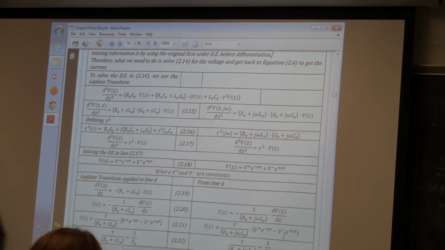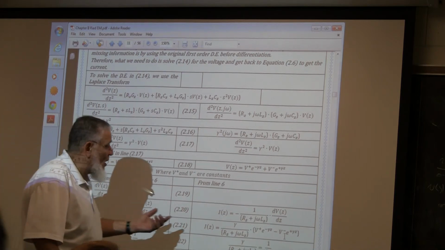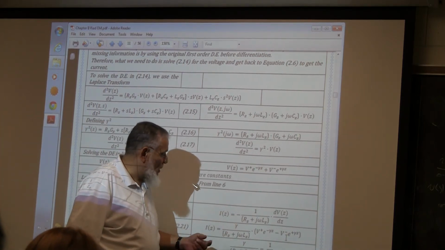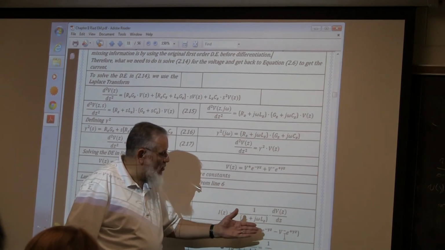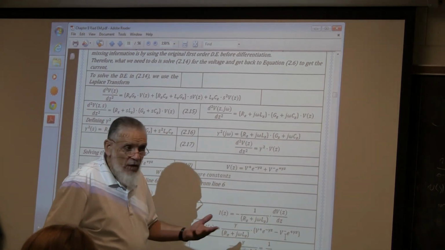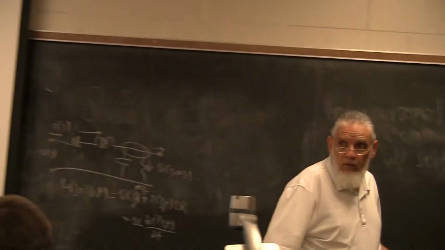We stop here because we need to examine the solution. We need to examine what gamma is, the physical meaning of gamma, and the physical meaning of the e to the minus solution and e to the plus solution, and how we can make sense out of that. Any questions before we go?